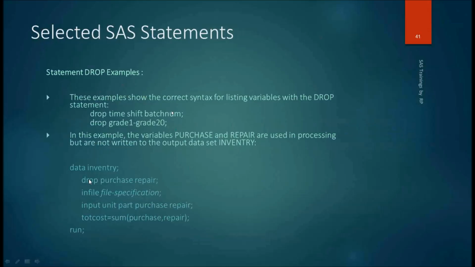So here there is one example for the drop statement. I'm creating one dataset, inventory, by using an external file. Here I don't require purchase and repair variable information. So by avoiding these variables, I have mentioned drop purchase and repair separated by spaces. So my output dataset doesn't have purchase and repair information.